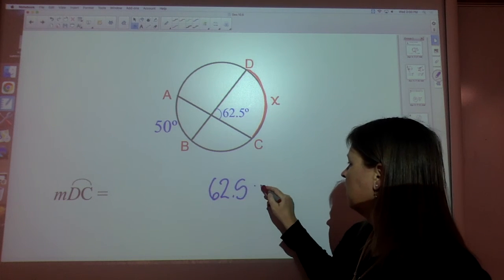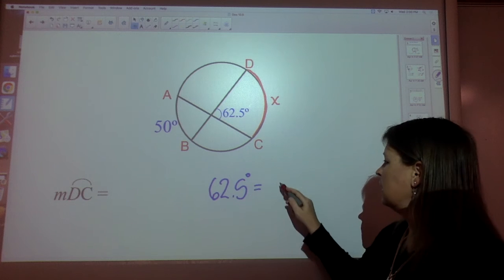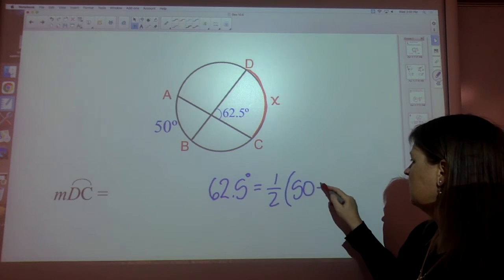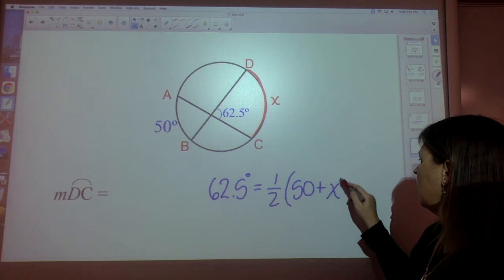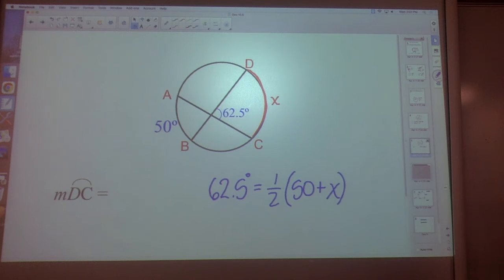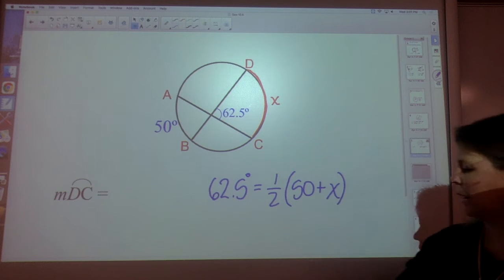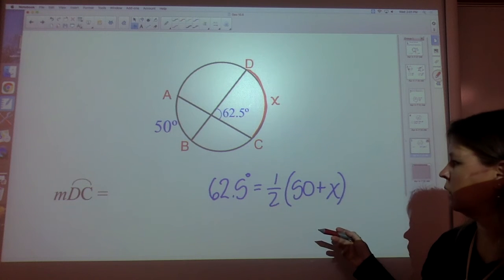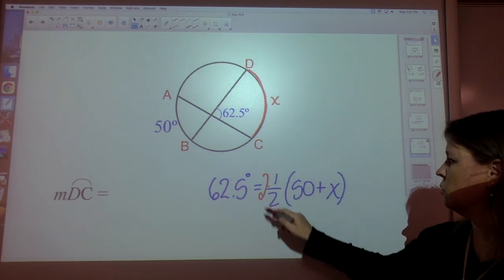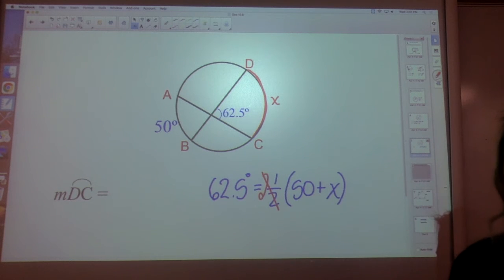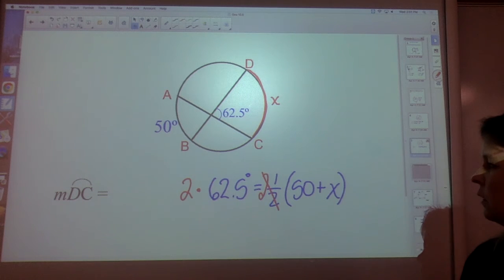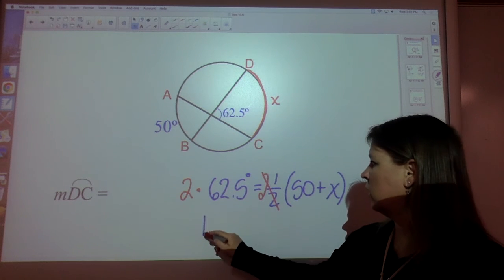If I know that the measure of this angle is 62.5, I know the angle is half of whatever 50 plus x was. I don't know x, but I know everything else. So you work the problem backwards. I'm not going to distribute that 1/2 because I don't want to work with a fraction. You can if you want to. I'm instead going to multiply by 2 to get rid of the fraction. If you do that on one side of the equation, you have to do that on the other side of the equation.